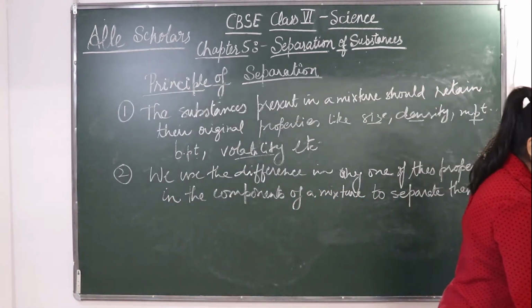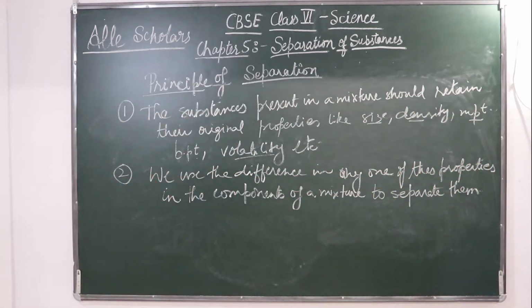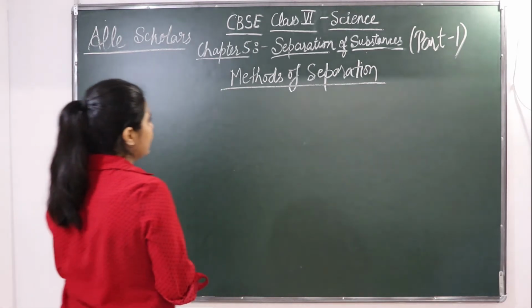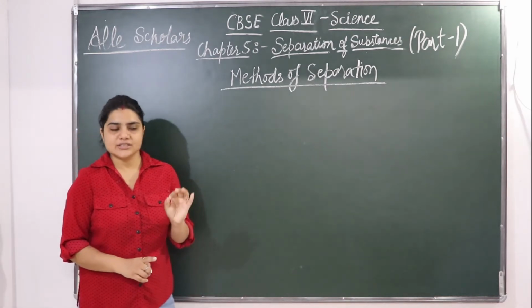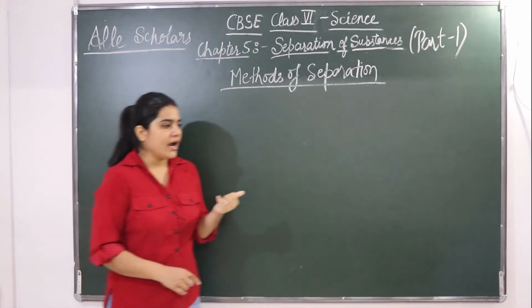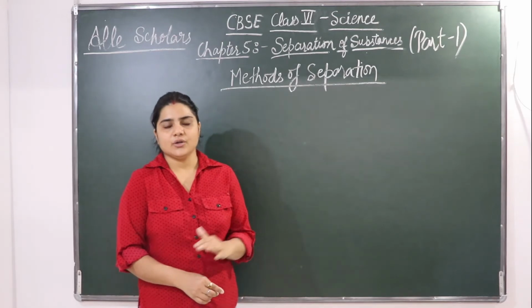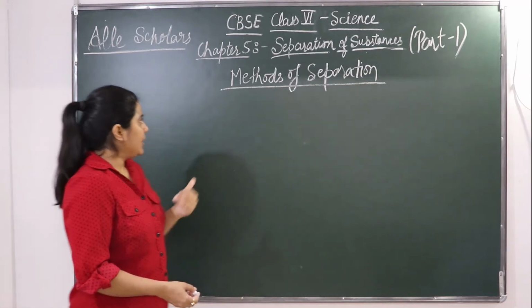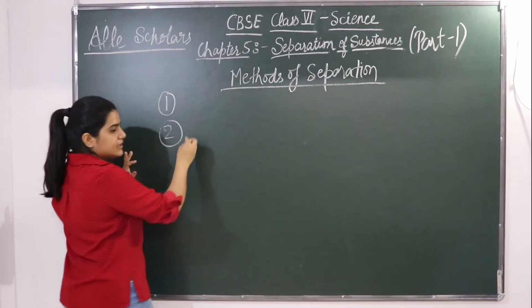Okay. Now next we shall see the method of separation, or you can say the separating techniques. What are the separating techniques? Let's discuss different methods of separation. So there are different methods of separation: hand picking, threshing, winnowing, sieving, sedimentation, decantation and filtration and evaporation. Okay, so these methods we are going to discuss today. So one by one I will be discussing all of them. First let's see what are these methods.